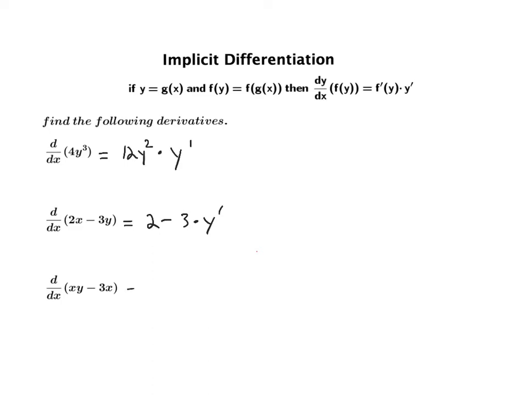And finally, the derivative with respect to x of the product xy minus 3x. Well, the product xy, we're going to need to use the product rule, and so that's the first factor times the derivative of the second factor. The derivative of y is just y prime, plus the second factor times the derivative of the first factor. The derivative of x is just 1. And from that, we're going to subtract the derivative of 3x, which is just 3.